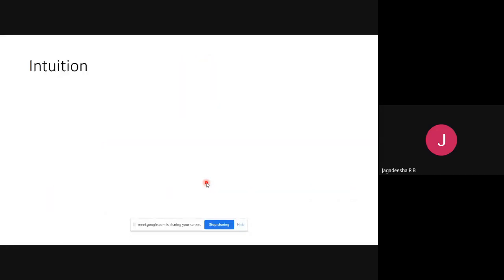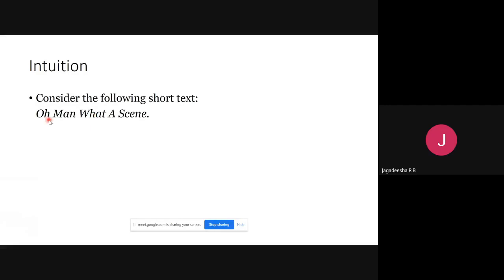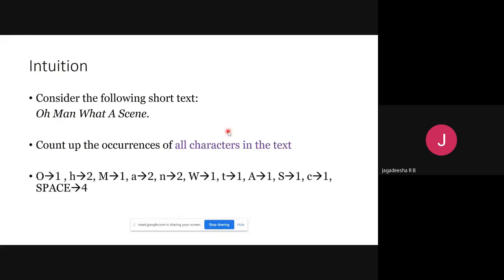Okay, now regarding the Huffman coding, let us consider an example. This is also the intuition for previous coding schemes. So now you consider a sentence here, a statement: "Oh man, what a scene!" So this is an exemplary sentence. In this one, we will count the occurrence of all the characters in the text. For example, O, how many O's we have? O occurs 1 time, right?